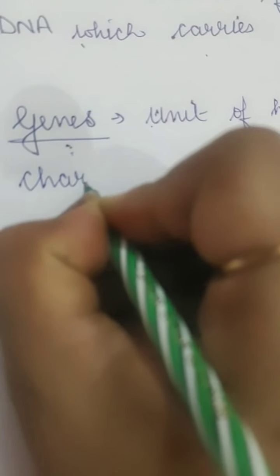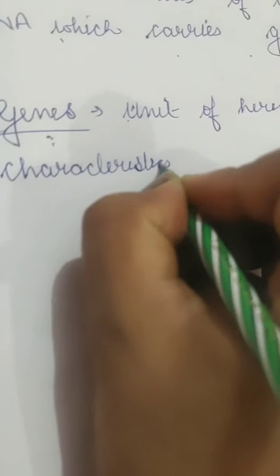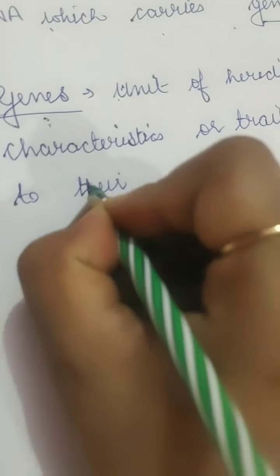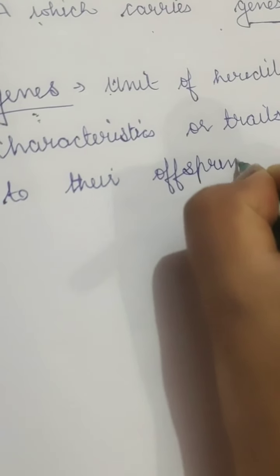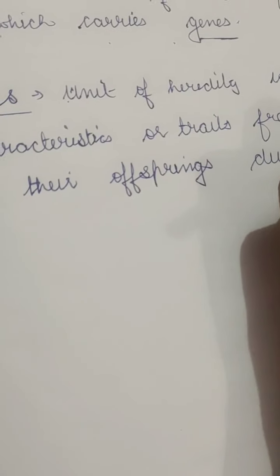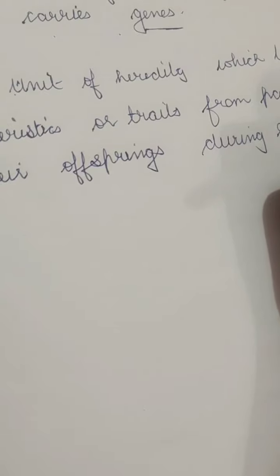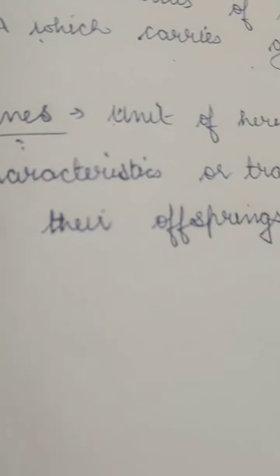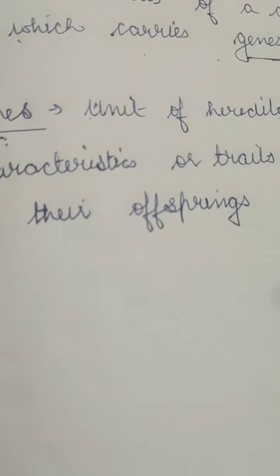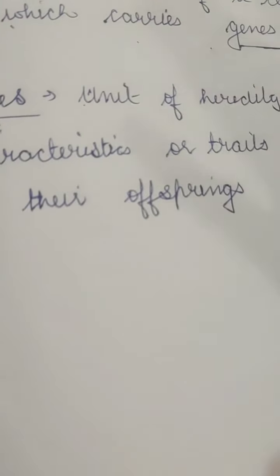But here the gene is the main actual unit of heredity which transfers the characteristics or traits from parents to their offspring. During reproduction, the genes are transferred from one cell to the other cell.